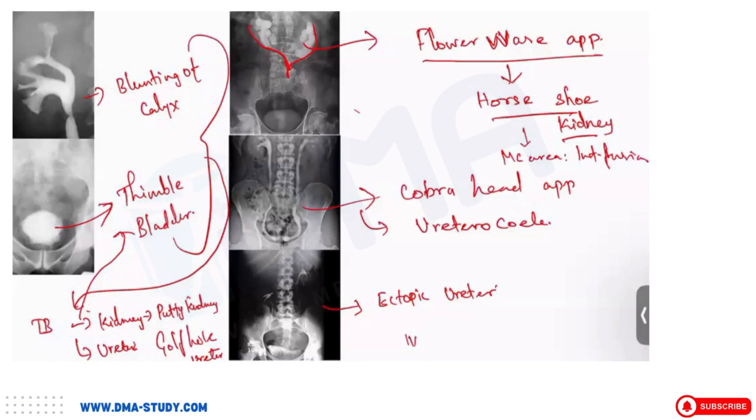Apart from that, IVP shows a spider leg appearance in adult polycystic kidney disease, PKD. Spider leg appearance in PKD.